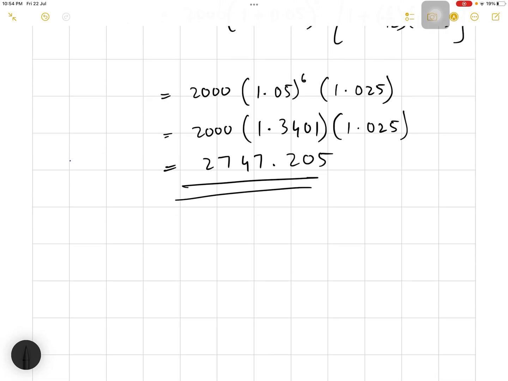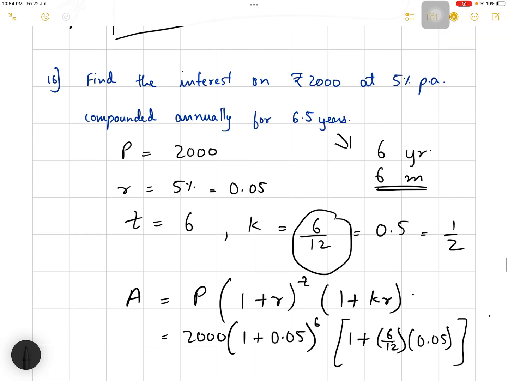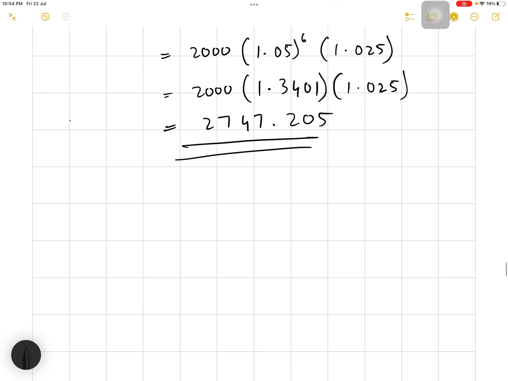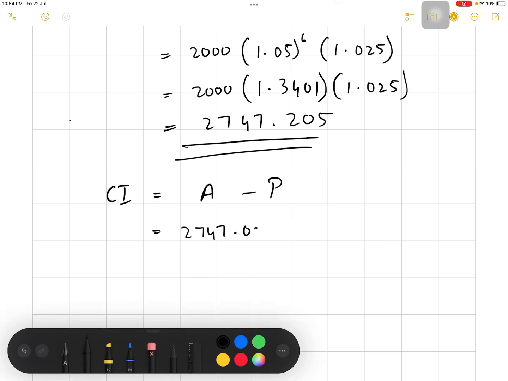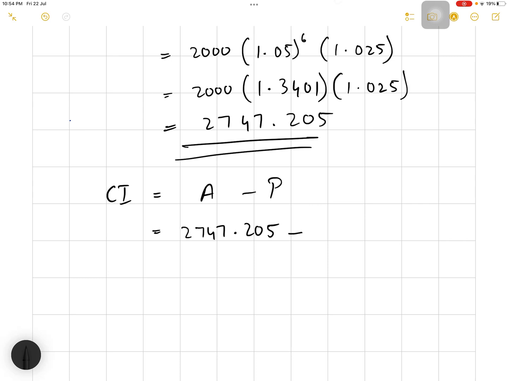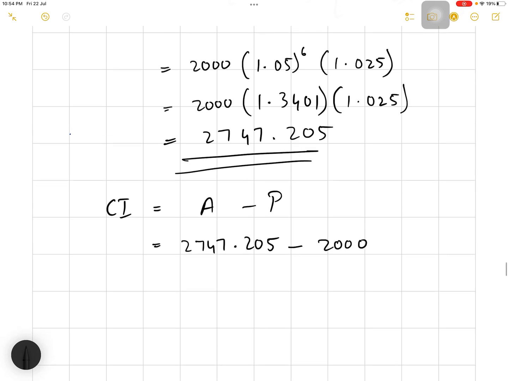So this is my amount, and the question asks for compound interest, so you have to find the interest. CI is equal to A minus P. A is 2747.205 minus principal, which is 2000. So my interest is rupees 747.205.